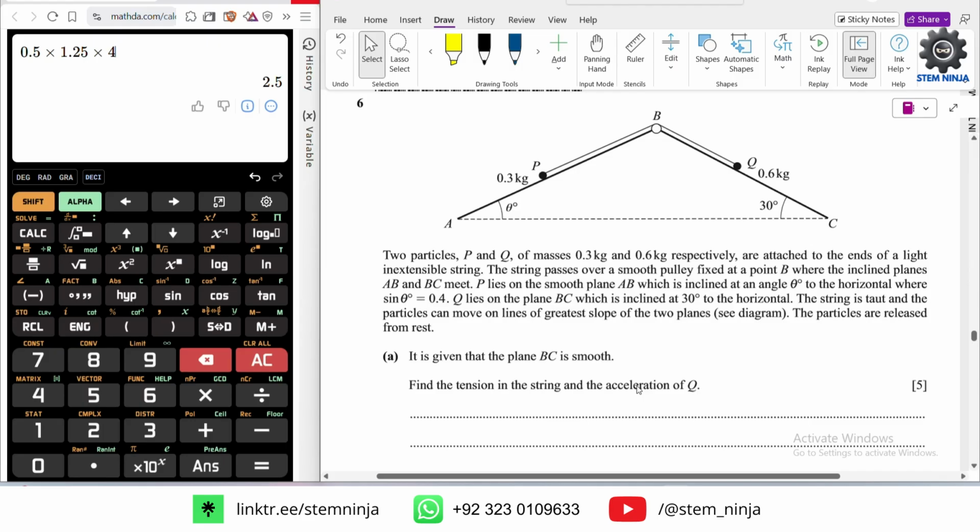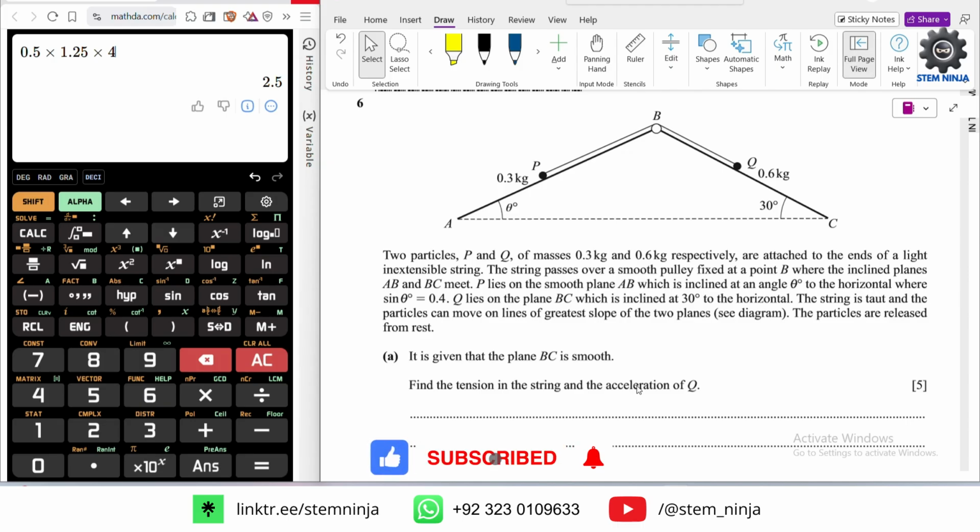Question number 6. Two particles P and Q of masses 0.3 kg and 0.6 kg respectively are attached to the ends of a light inextensible string. The string passes over a smooth pulley fixed at a point B where the inclined planes AB and BC meet. P lies on a smooth plane AB which is inclined at an angle theta to the horizontal, where sine theta is 0.4. Q lies on the plane BC which is inclined at 30 degrees to the horizontal.